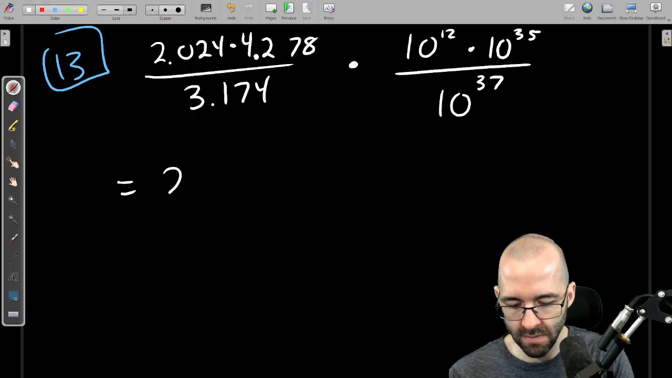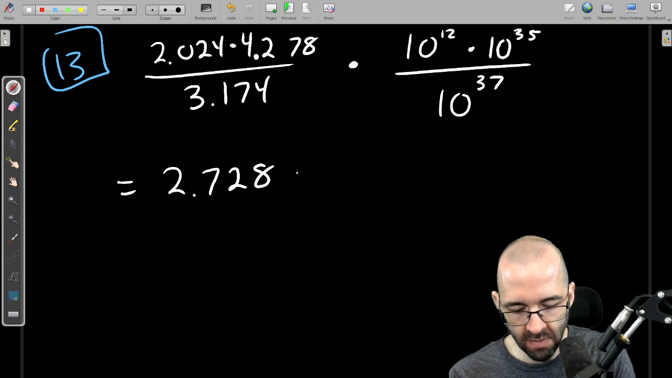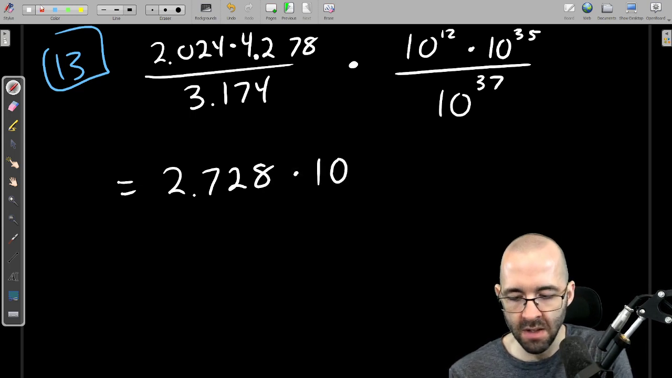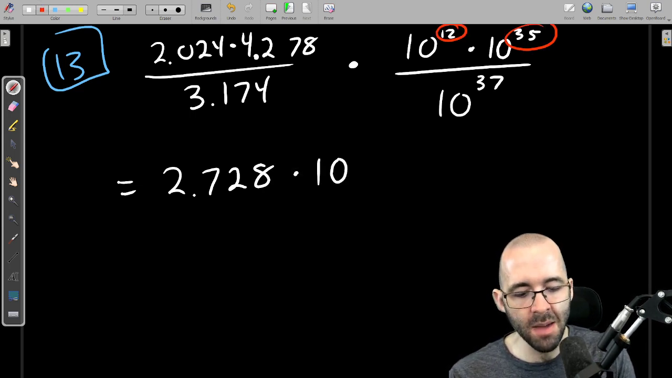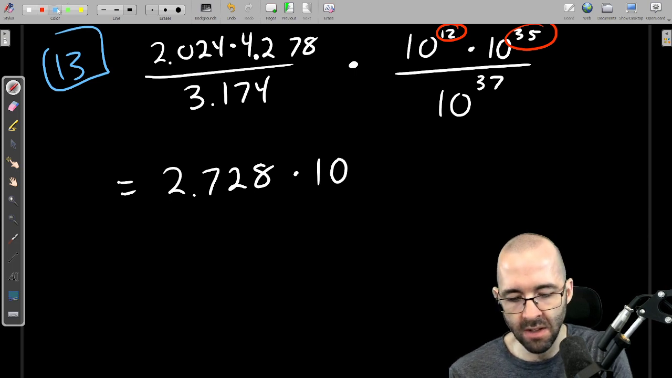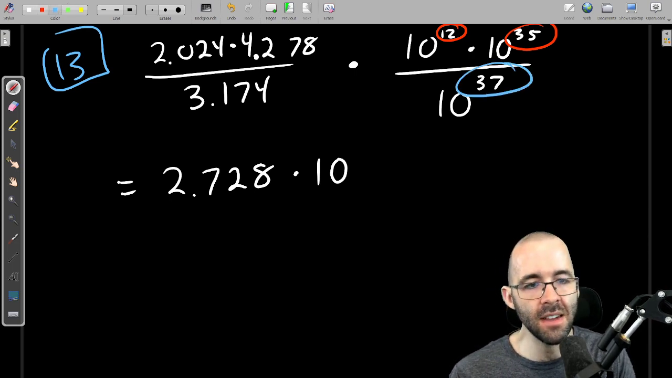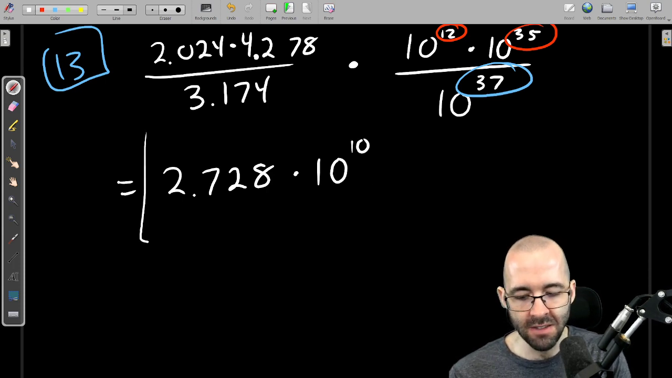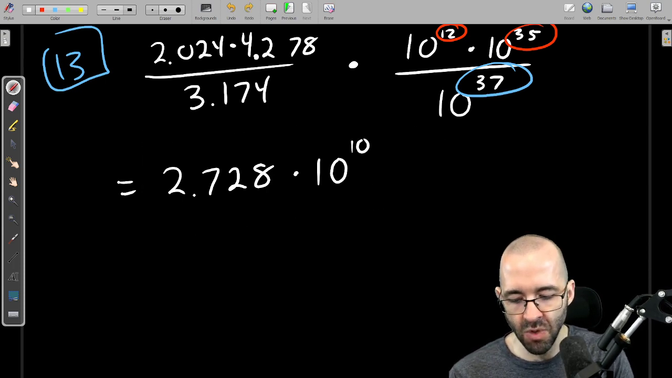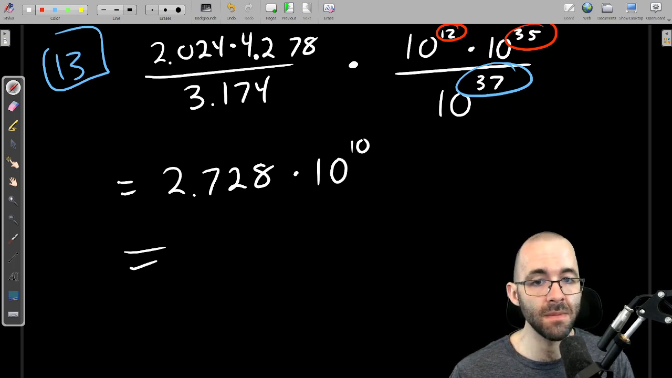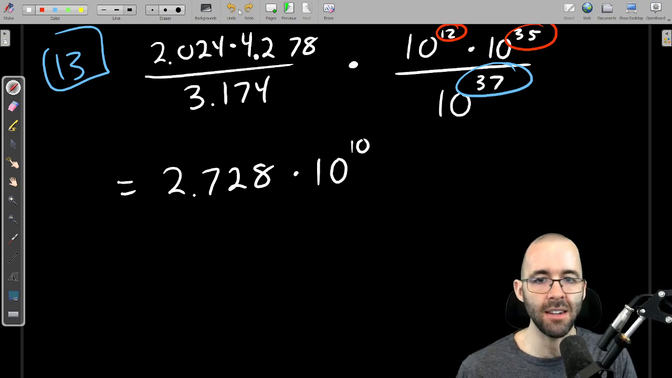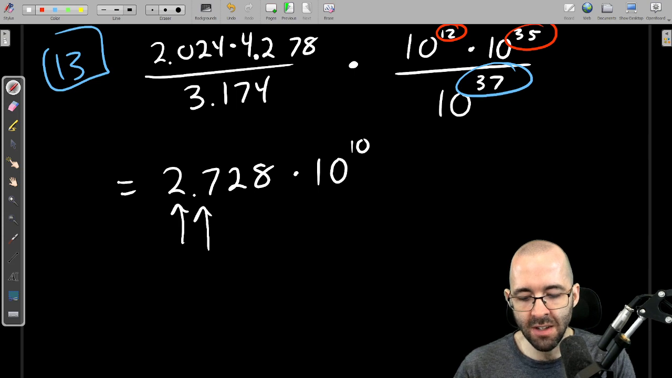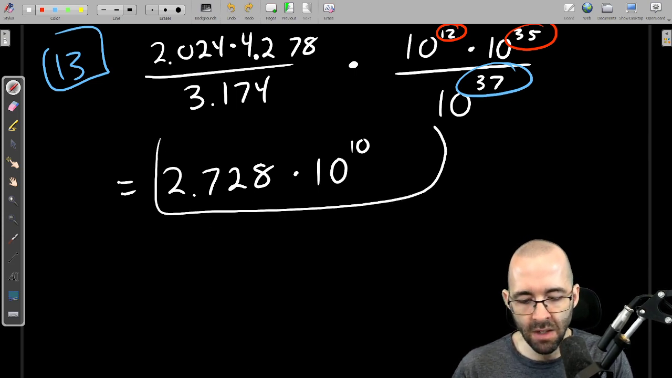2.728 times 10. Add the exponents on the top to get 47. Subtract 37, you get 10. And we make sure, is our answer in scientific notation, or do we need to do another step? It is in scientific notation. 1 digit, decimal, then all the rest of the digits. Or it should be done.